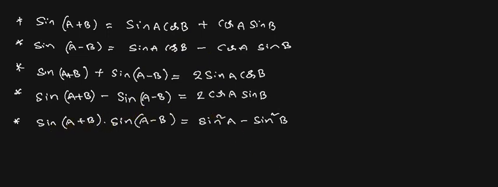And next result. So we just learned about all sine formulas. Now I'm going to discuss cos formulas. So cos of a plus b is equal to, it's quite a different one, cos a cos b minus sin a sin b.